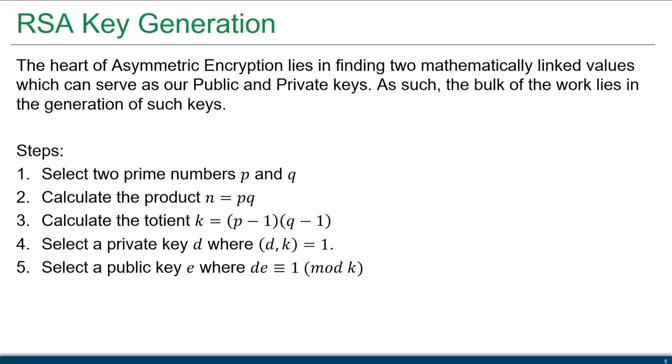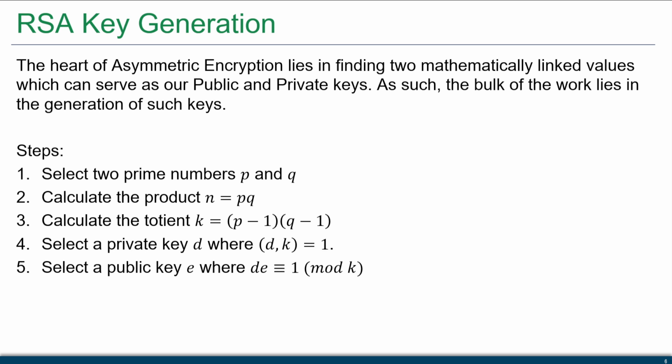The second step is we want to calculate the product N, which is equal to P times Q. Then our third step is to calculate K. So K is equal to the product of P minus 1 times Q minus 1, which, as I said, is not going to be prime. So what we want to do now is select a private key D that has the following property, that D is congruent to 1 mod K, the GCD between D and K is equal to 1.